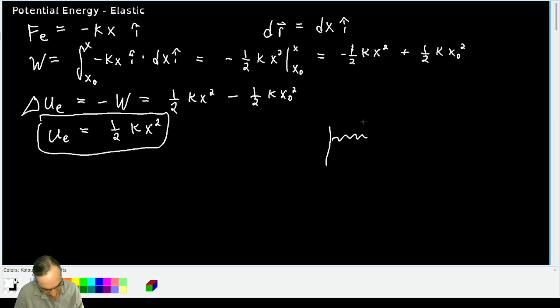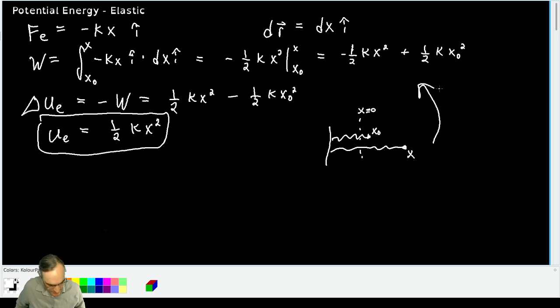You start out, let's say your initial position is somewhere here where your 0 would be there. And then you stretch it even more to some final position. Then you could calculate the energy stored in that way.